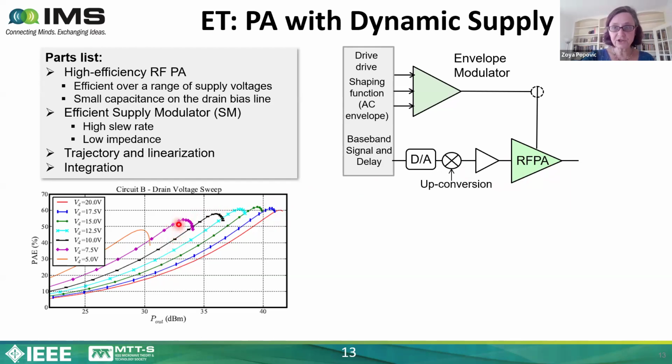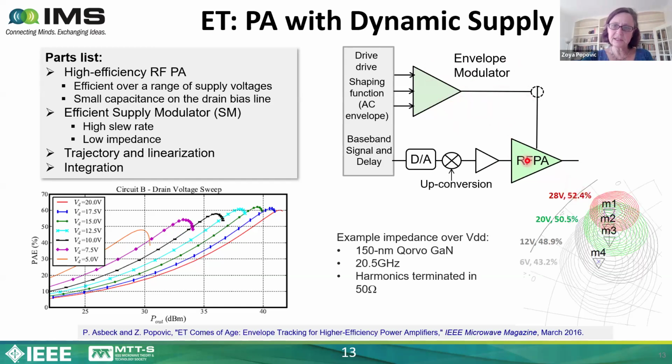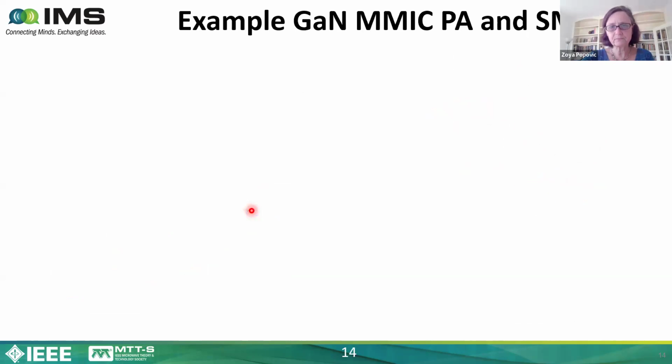And so the average efficiency will be a lot better, and therefore the heat dissipation will be a lot smaller. That's all provided that we can make this dynamic supply. This needs to all be happening at the signal bandwidth, so we have to make the dynamic supply very efficient. The other thing is that the design of this power amplifier is not standard. You have to design it over a varying drain supply voltage.